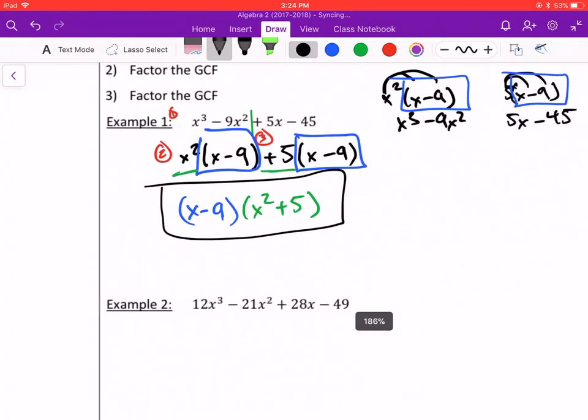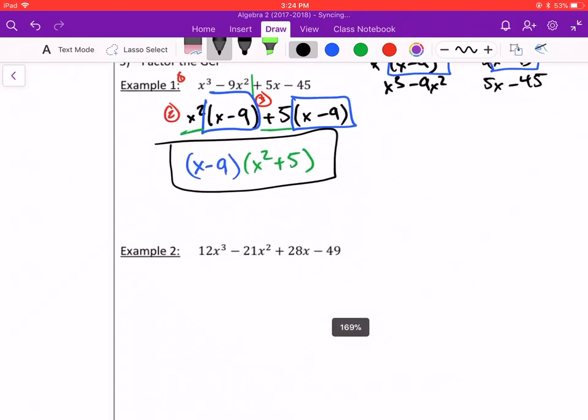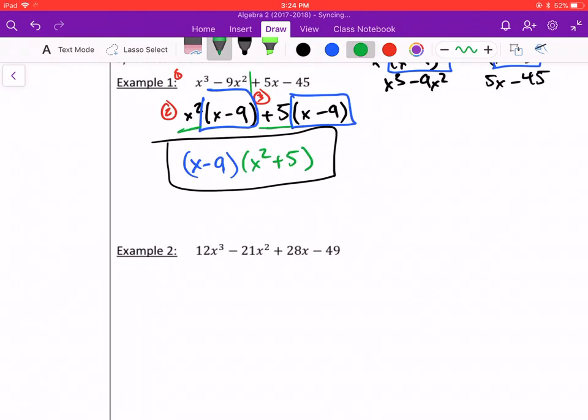All right, let's do another example. A little more complicated. Add a couple more numbers, but again, simple steps. Let's group them, right? Let's split this up. Now I've checked the greatest common factor of each group.